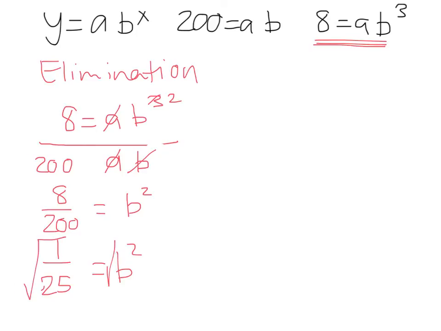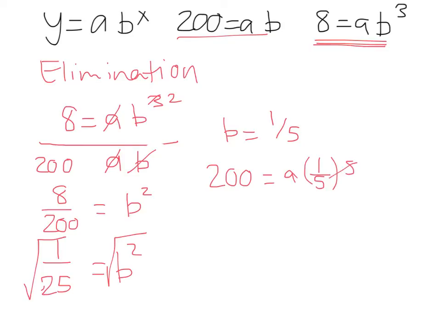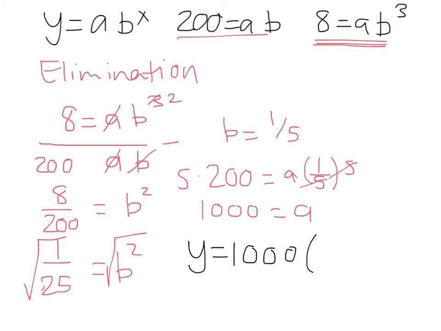Take the square root of both sides. b equals 1/5. Plug 1/5, not 1/2, that in to this equation. Multiply by 5. a equals 1,000. So then your final equation is going to be y equals 1,000 times 1 over 5 raised to the x power.